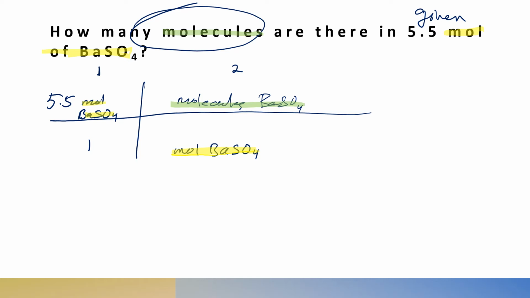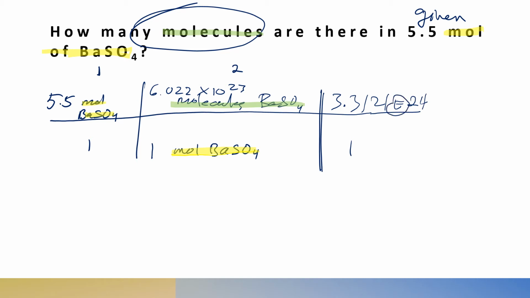So when you're creating your fractions, 1 mole of anything is the molar mass of it, or the number of molecules in it. So 1 mole of BaSO4 is 6.022 times 10 to the 23 molecules of BaSO4. So I'm going to multiply across all of these. My denominator is going to be 1, and my numerator is 5.5 times 6.022 times 10 to the 23, and that is 3.3121 e to the 24. That's what it says in my calculator.